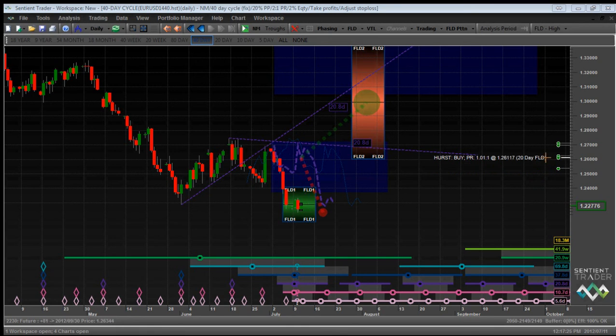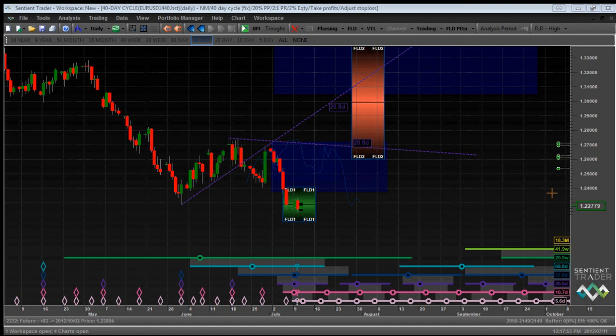All your trading opportunities are presented on the right-hand edge of your chart. You see these dots? Every one of these dots represents a different trading opportunity. Remember, the trading opportunity is based on the cycle that we're trading, in this case the 40-day cycle. If we were trading the 20-week cycle, you'd have different trading opportunities. If you're trading the 5-day cycle, you'd have very different ones.